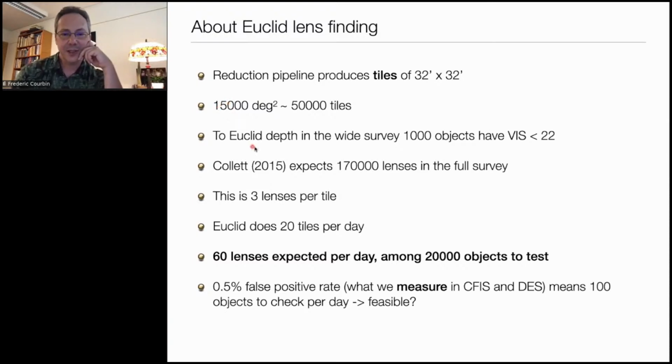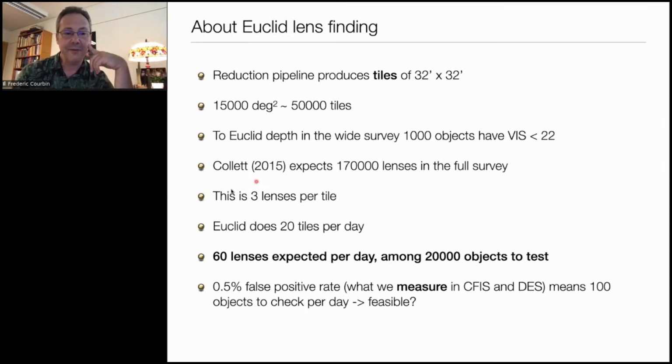So what we'll do is just have a magnitude selection. We'll take everything brighter than 22. That's 1,000 objects per tile. That's the number of lenses we expect from theory. But remember the completely data-driven approach, the brute force search, was saying around 60,000 lenses, which is not incompatible with this, given the low number statistics we have.